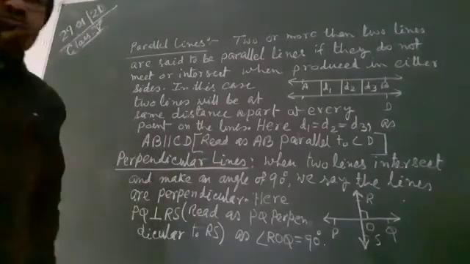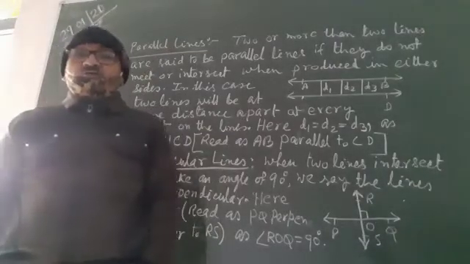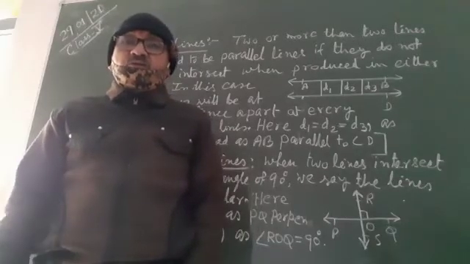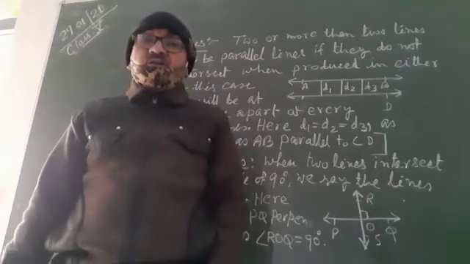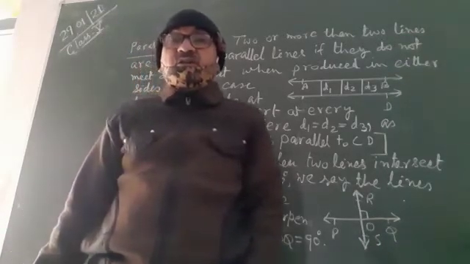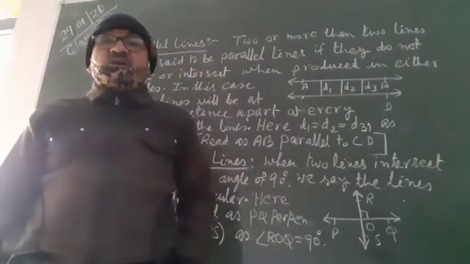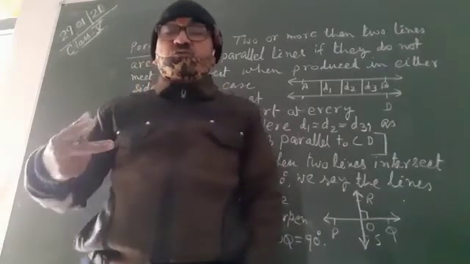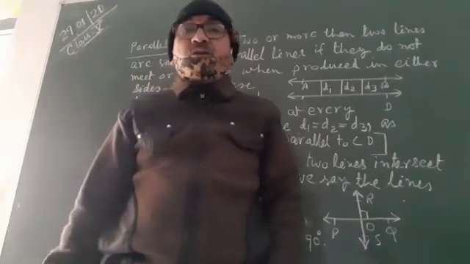Two or more than two lines are said to be parallel if they do not meet or intersect when we produce them on either side, whether on the left hand side or the right hand side. They will not meet each other, and the lines will be at the same distance apart at every point on the lines.